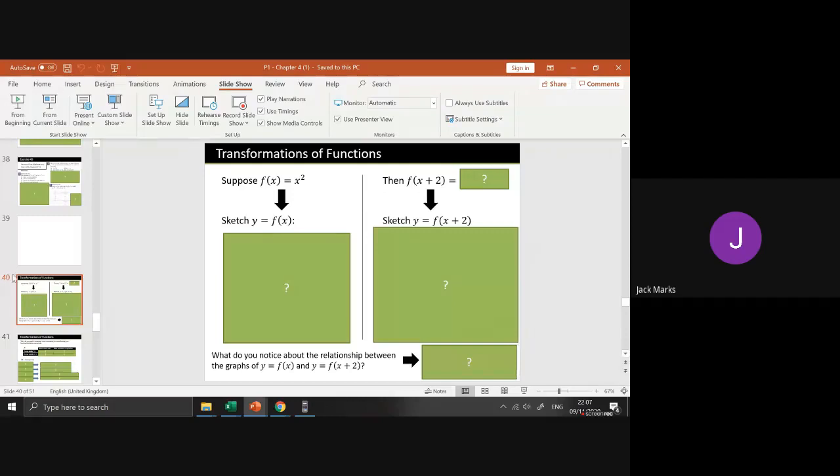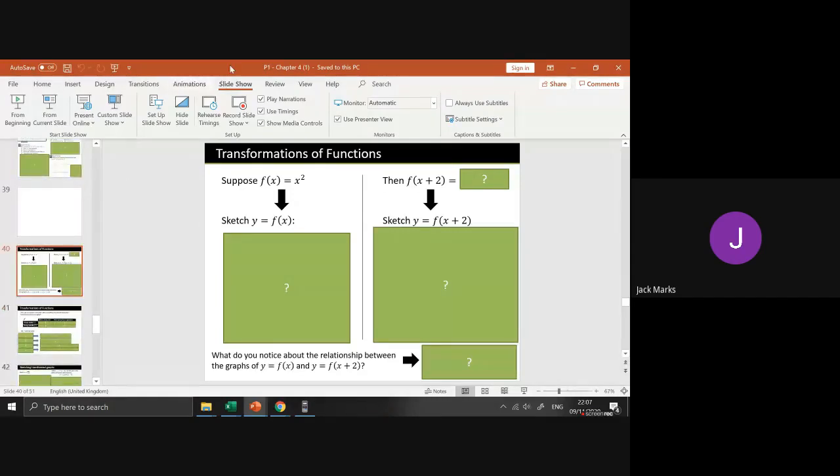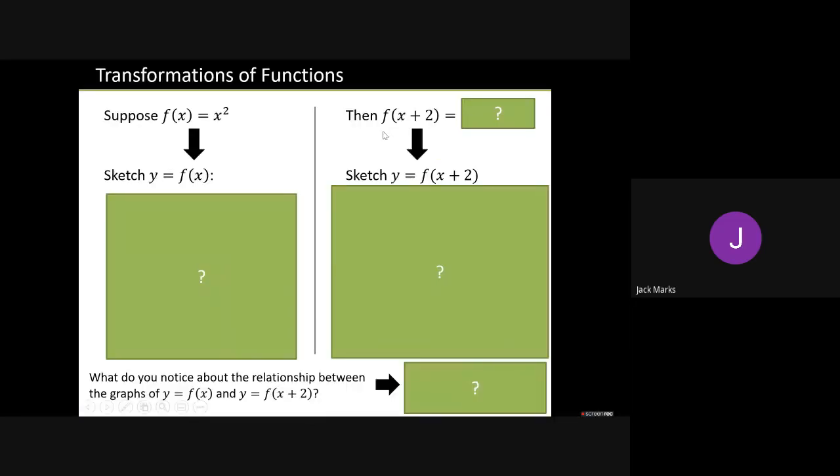Okay, so this is the last section, and it's about transformations of functions. I'm going to go through this rather quickly in the slides because I suggest spending a bit more time on this on Hegarty Maths. There's many videos. Transforming functions means translating, reflecting, stretching, and so on.